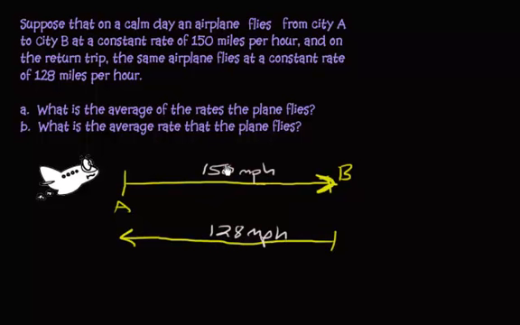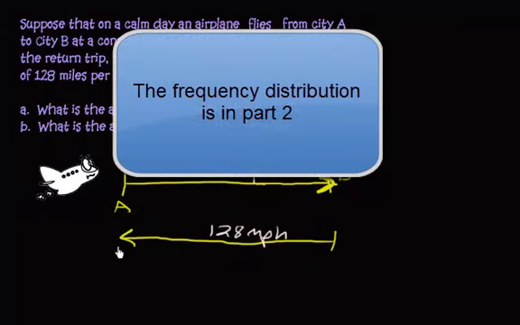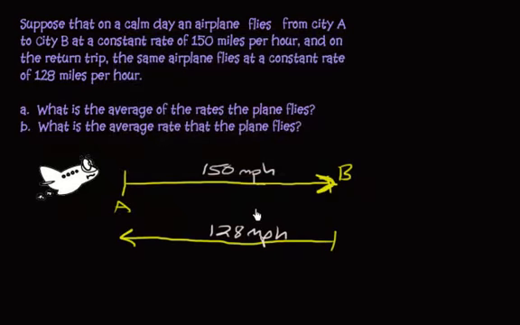Now the reason we can't just add these together is that each one is a different time. It's a lot less time to get from A to B than it does to get from B to A. If you're familiar with frequency distributions, I'm going to do this using a frequency distribution in a second. Now you can't just add the two together because they take a different amount of time. Though they go the same distance, it's going to take a different amount of time, so we can't just add them together.